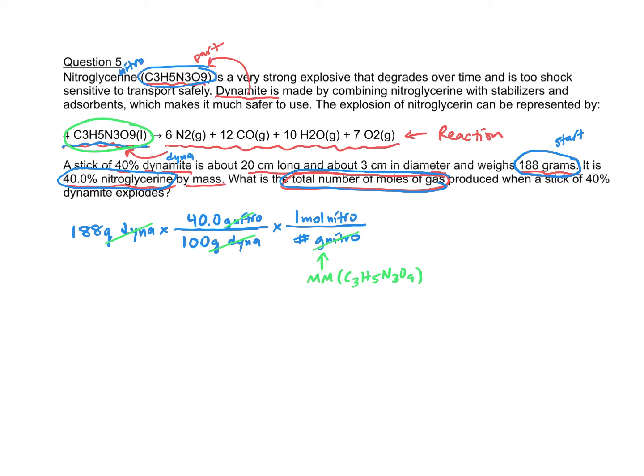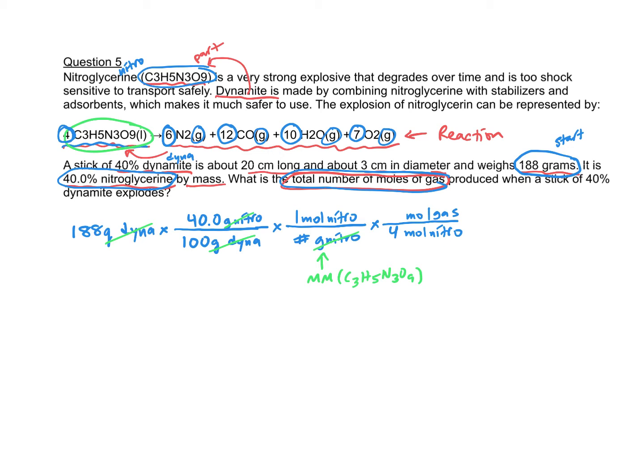And then, I obscured it just a little bit here, but we want to get to the moles of gas, and notice N2, CO, H2O, and O2 are all gases, so I can convert moles of nitroglycerin into moles of gas by noting that for every 4 moles of nitroglycerin that react, we produce 6 moles of N2, 12 moles of CO, 10 moles of H2O, and 7 moles of O2. So you'll have to do the tough math.